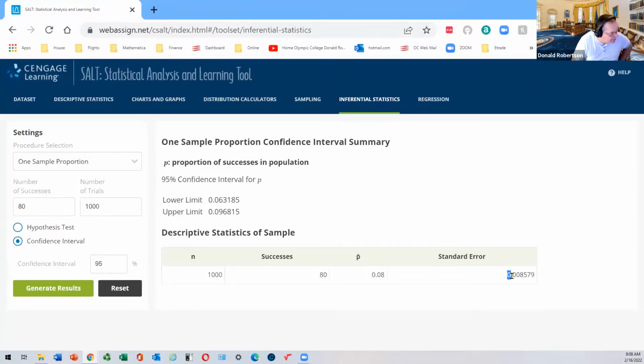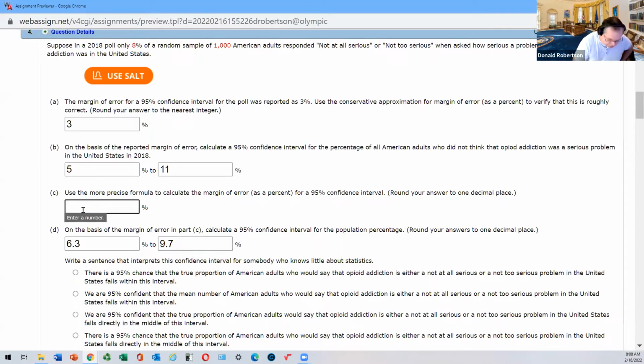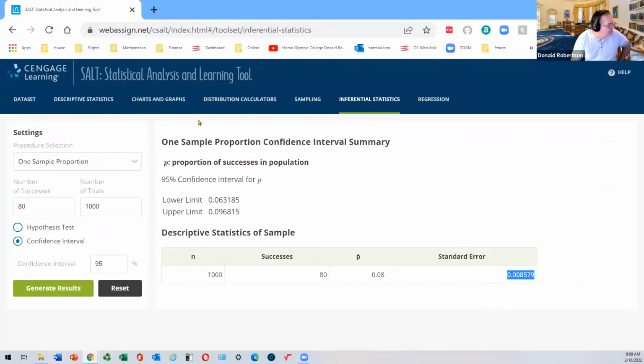can you see it there? Which is about 0.1% if you round it off to 1 decimal place. So does that seem reasonably straightforward, how you would be able to use SALT to calculate everything that you would do by hand like we did yesterday, right?